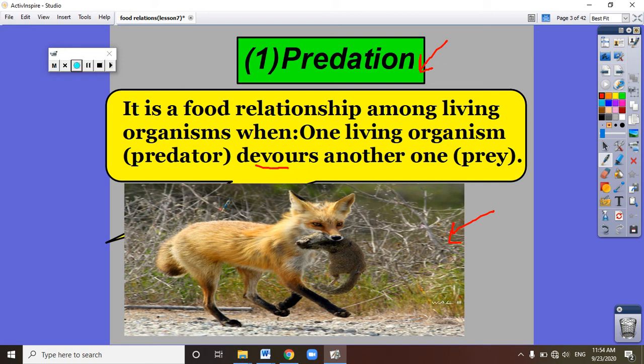The fox here attacks this rabbit. So the fox is the living organism which devoured the other animal. In this predation food relationship, we call the fox the predator, and we call the rabbit the prey. So predation is a food relationship between two living organisms: one, the predator, devours the other, the prey.